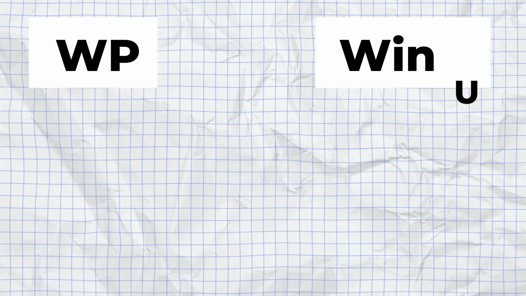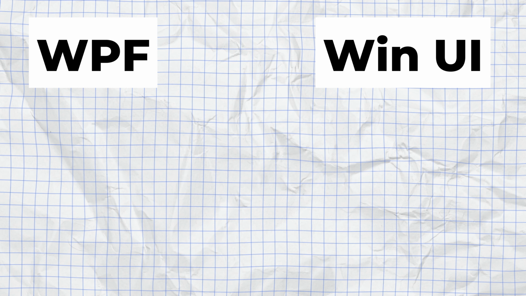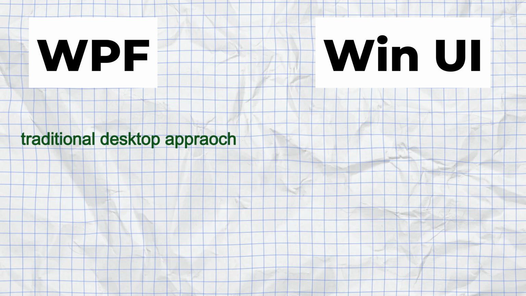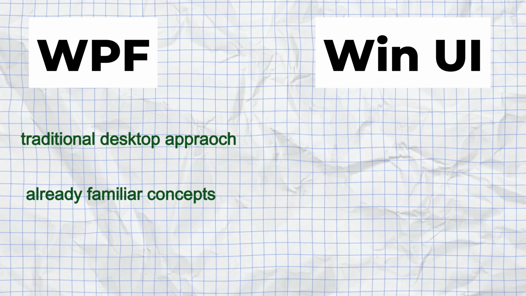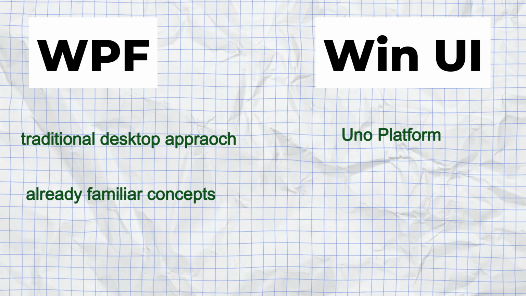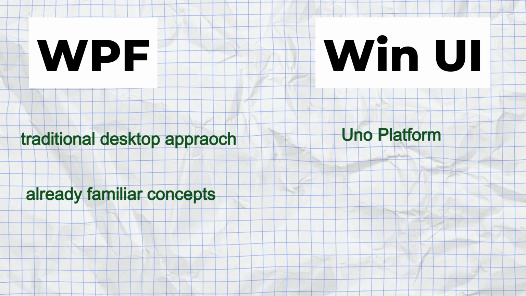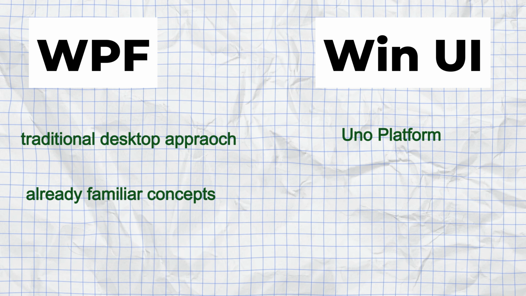What does the difference feel like when you are actually coding and building a project? And that's exactly what we are going to do in this video. We are going to build and compare two small projects. One will be built using WPF, representing the traditional desktop approach that many .NET developers will already be familiar with. The other will be built using WinUI, but instead of using the standard Windows-only setup, I'll be using a WinUI project powered by Uno Platform.